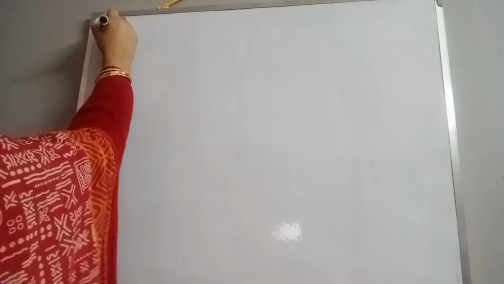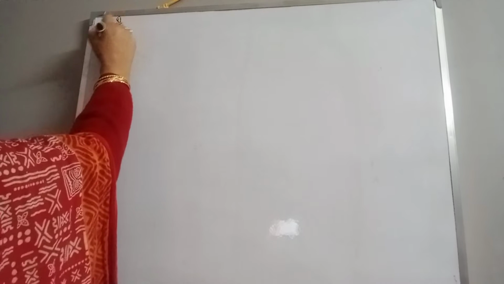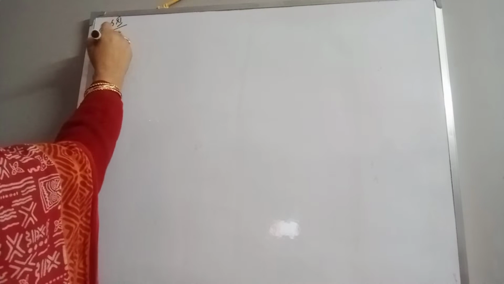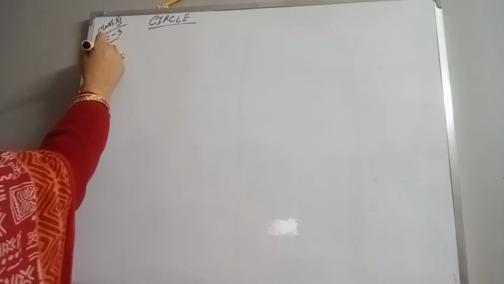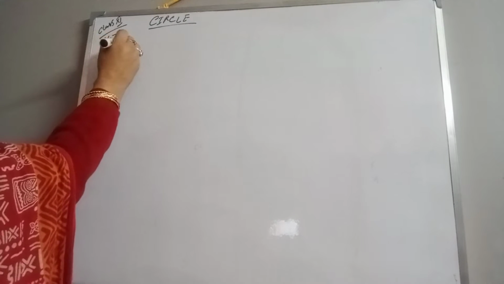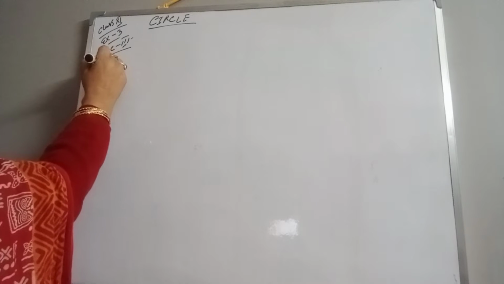Already we have done up to about number 10 or 11 of the 4 marks questions. So now I will start from sum number 12. Let's start. Class 11, this is exercise 3, circle, section 3, sum number 12. What is the question?